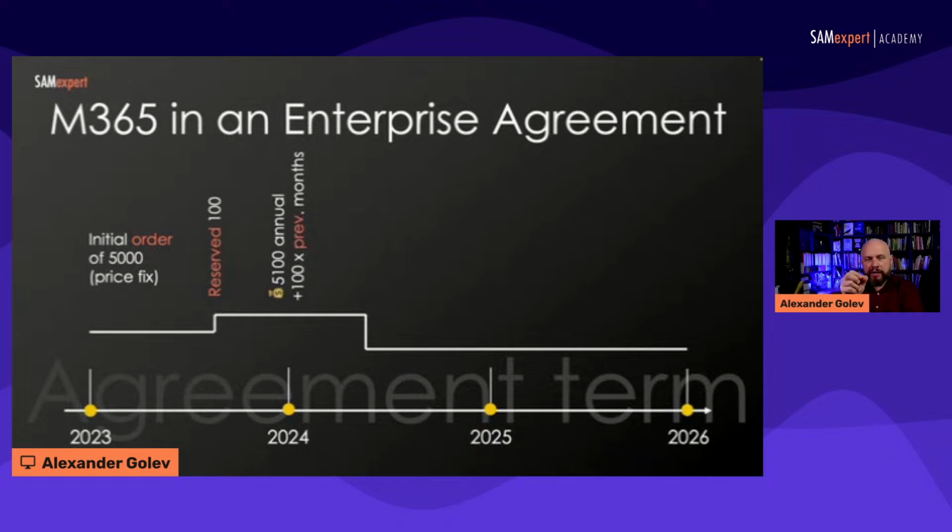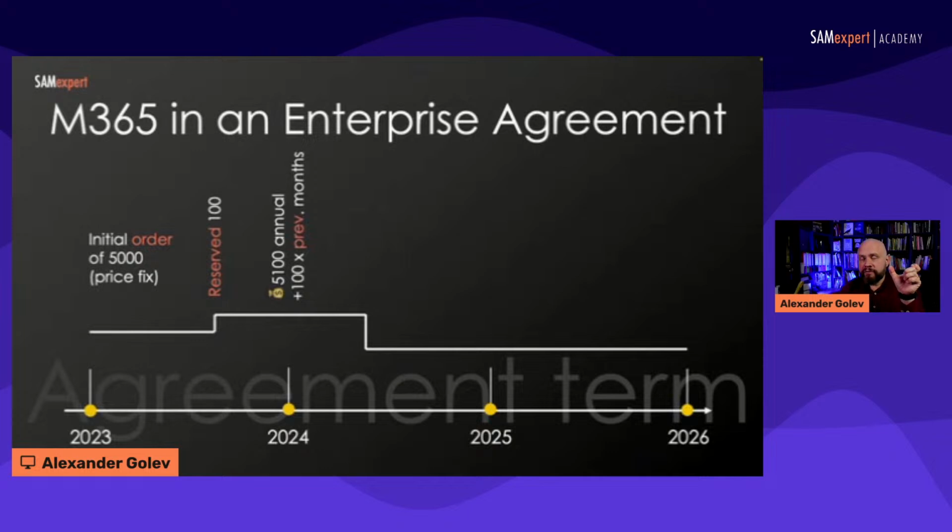What you do here is you place an annual order up front for the second year for the increased number of licenses. In this example, it's 5,100 licenses for the year 2024 to 2025. But you still have to pay for those reserved 100 licenses, but it's prorated. So you only pay for those months since you reserved them, not for the entire year. So it's not free. It's not the entire year cost.